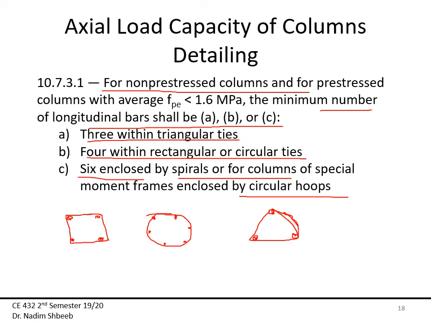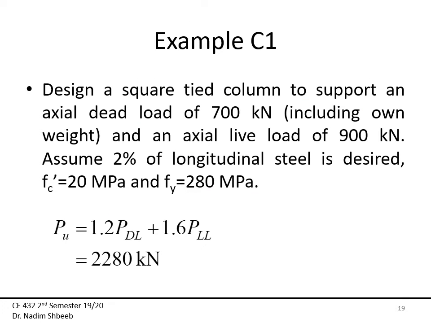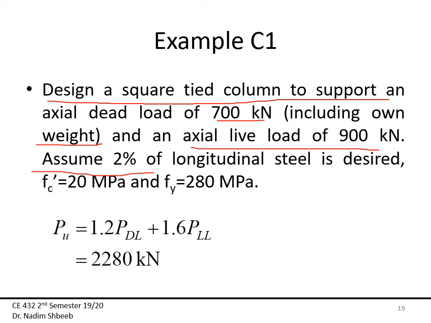Ignore that. All right. Now, let's start off with examples. Example C1: I want to design a square-tied column to support an axial dead load of 700 kilonewton, including own weight, and an axial live load of 900 kilonewton. Here I'm assuming 2% of longitudinal steel is desired. It's just an assumption. F prime C is 20 megapascals, and Fy is 280 megapascals.